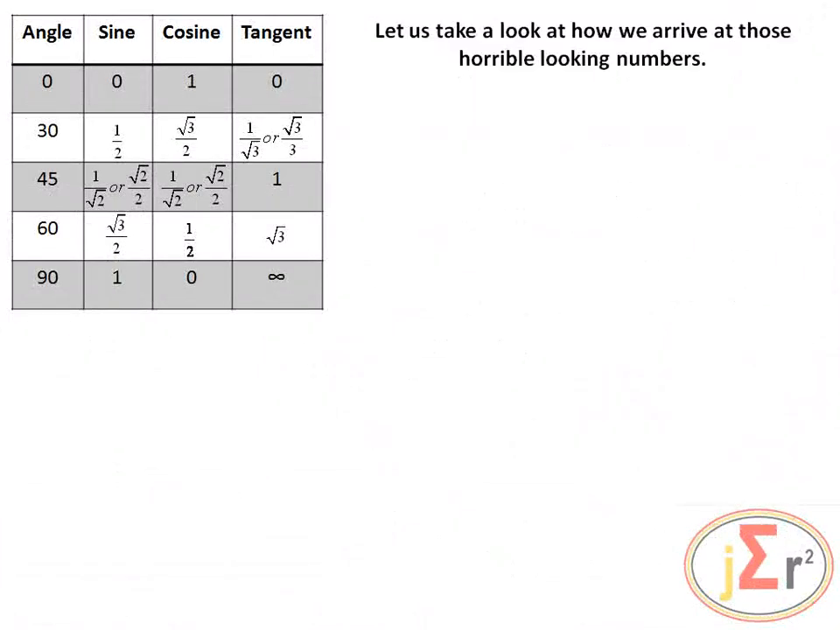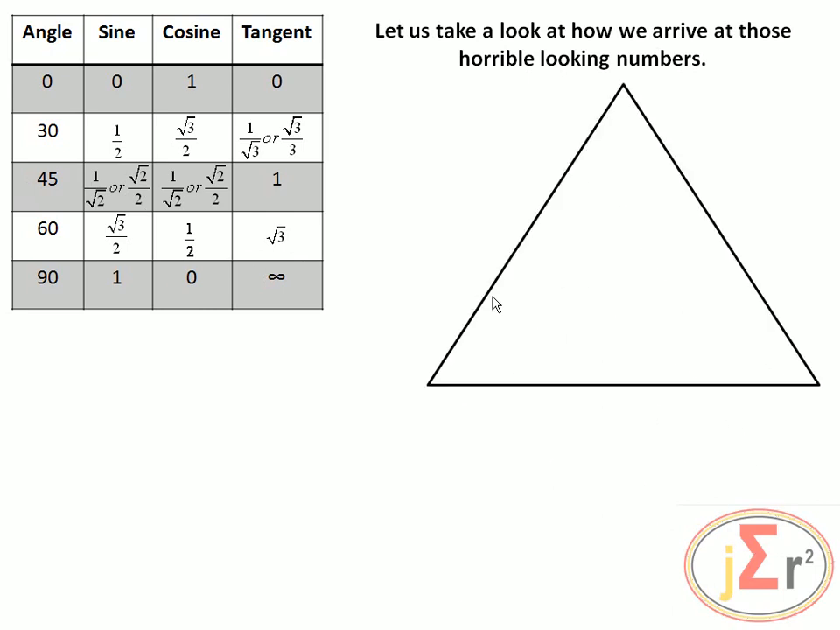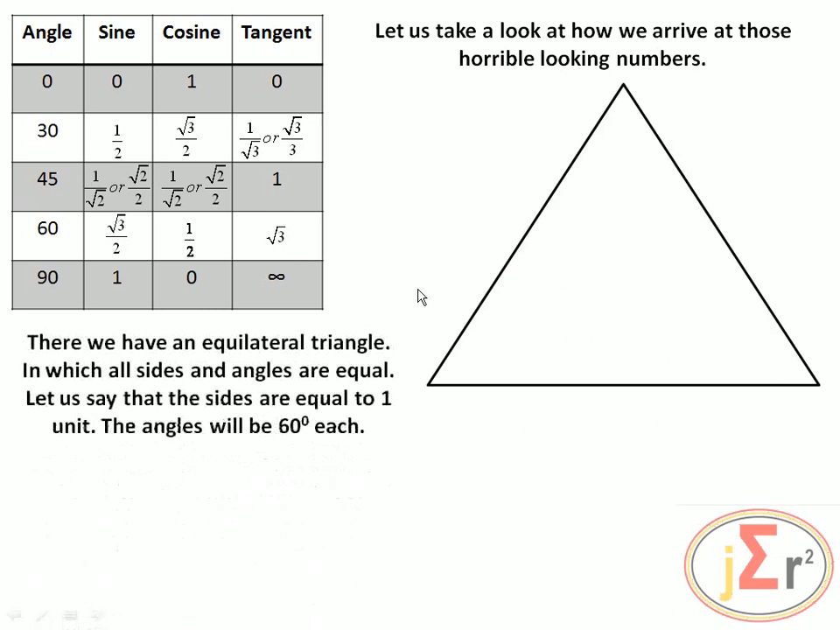Let us take a look at how we arrive at those horrible looking numbers. We are talking about square root of 3 over 2, 1 over root 3, 1 over square root of 2, square root of 3. Why do we have sine, cosine, and tangent of certain angles actually equal to these? Let us see. That is your very good friend.